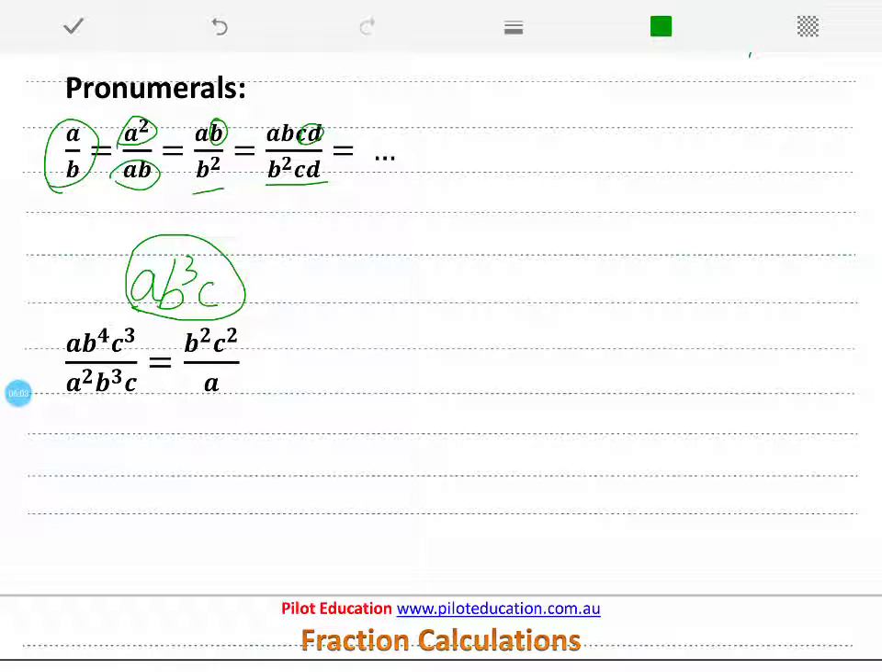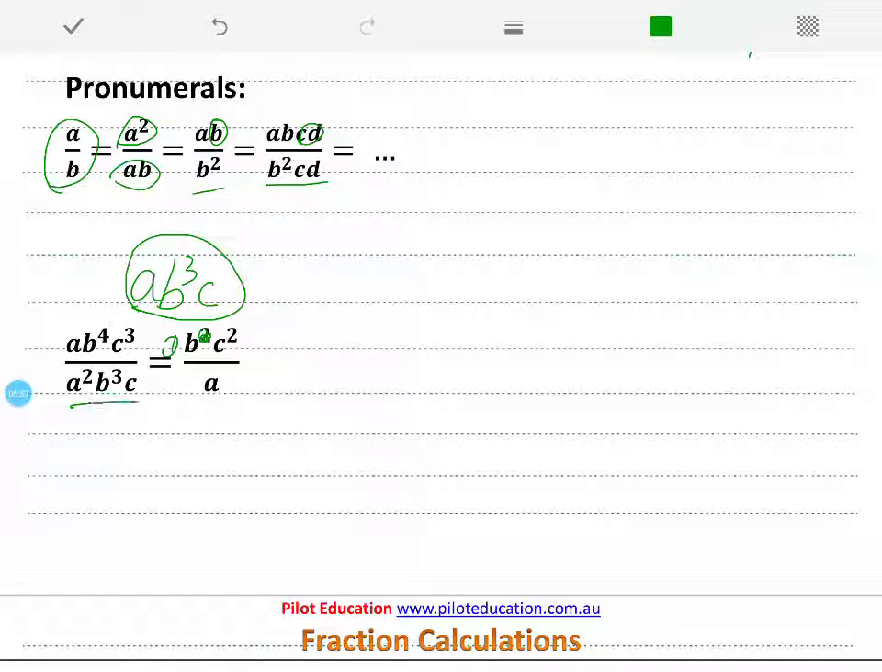Let's divide by that. For the top, no a, because a divided by a is 1. You don't have to write 1 here. But b to the power 4 divided by b cubed, sorry, it shouldn't be b squared, just b. Then c cubed divided by c, which is c squared left.